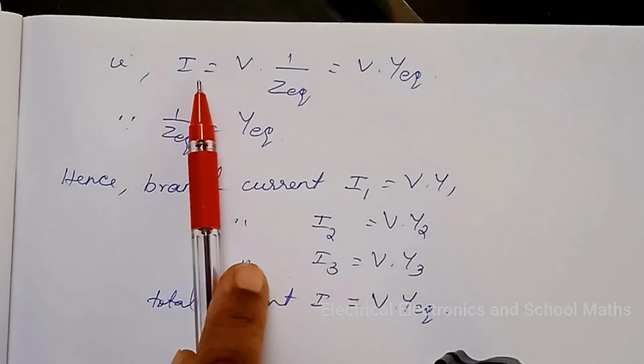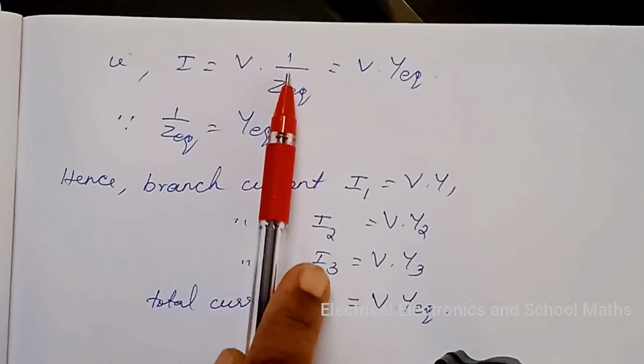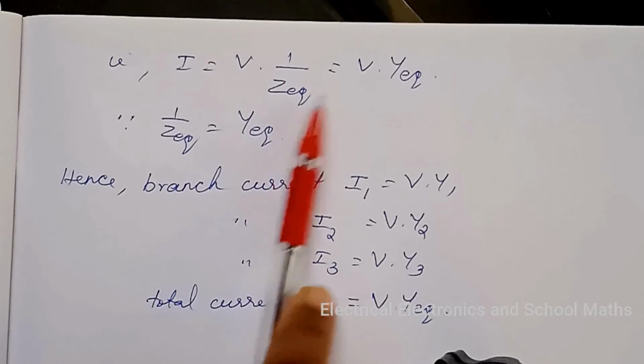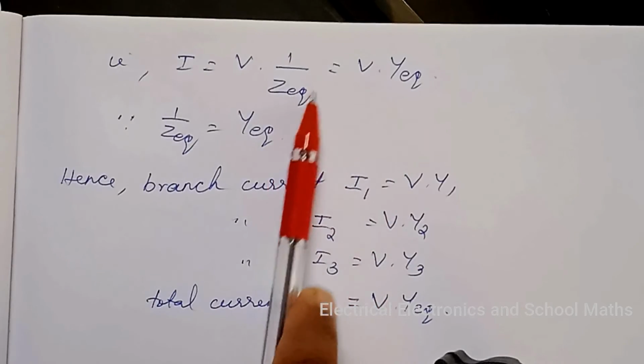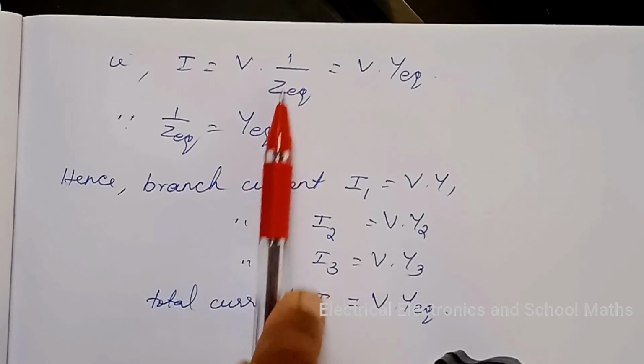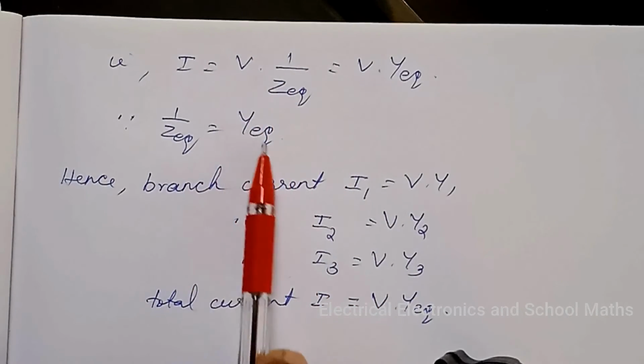That is, current I is equal to V into 1 by Z equivalent, or we can say V into Y equivalent, where 1 by Z equivalent is Y equivalent.